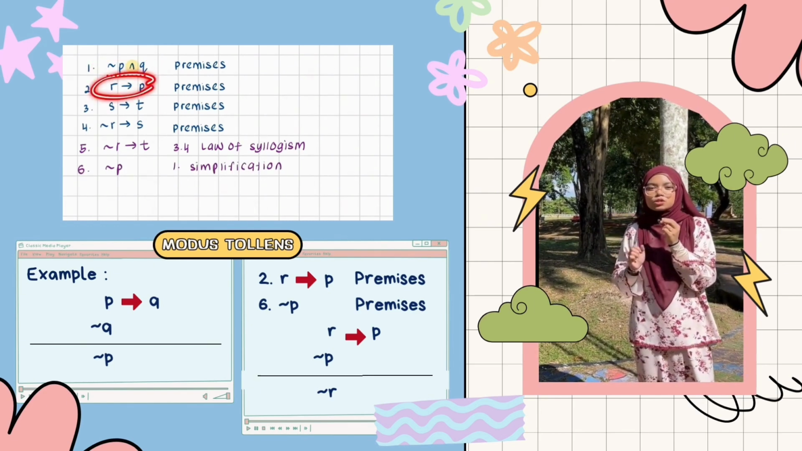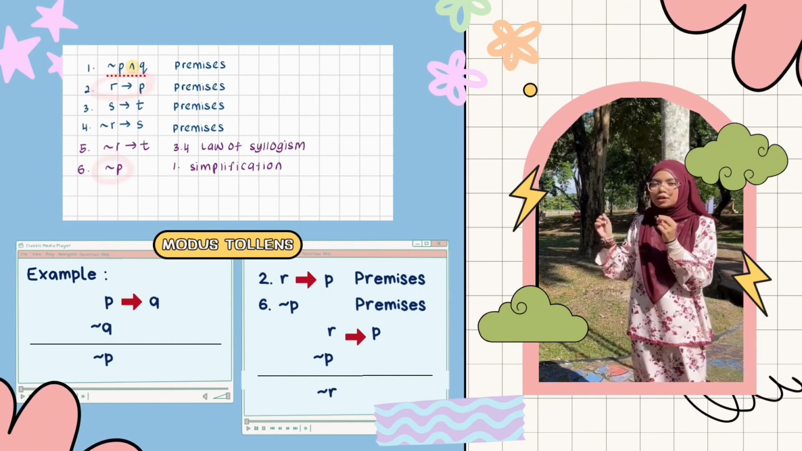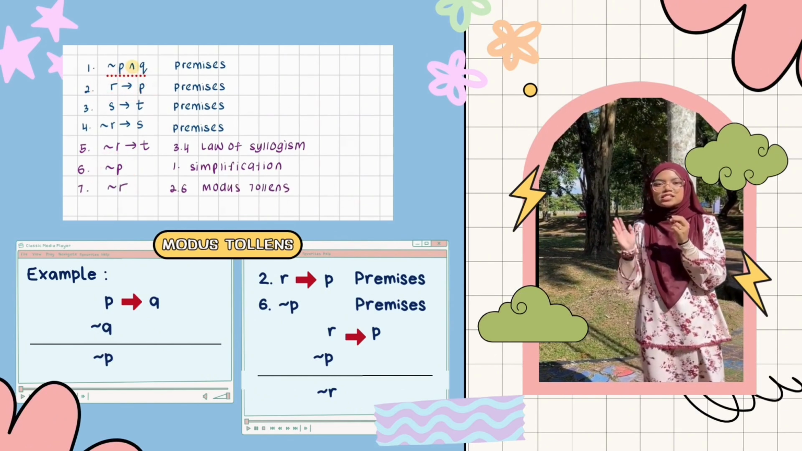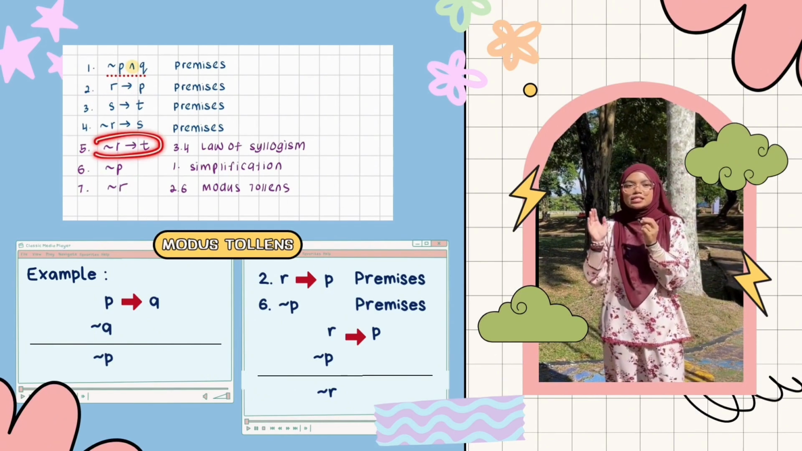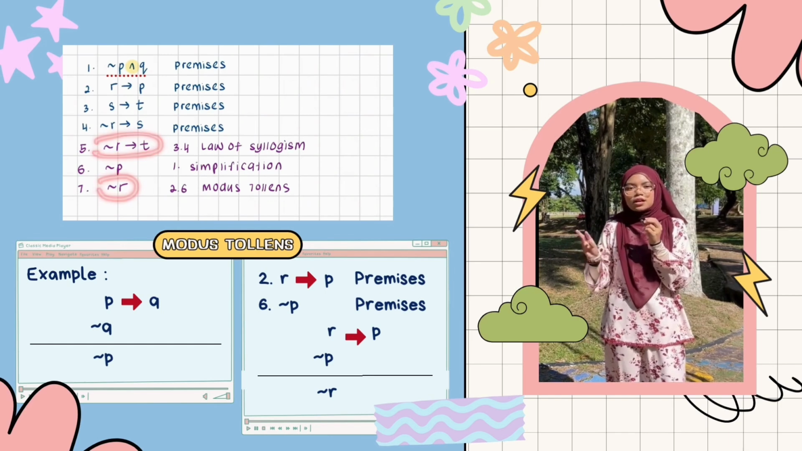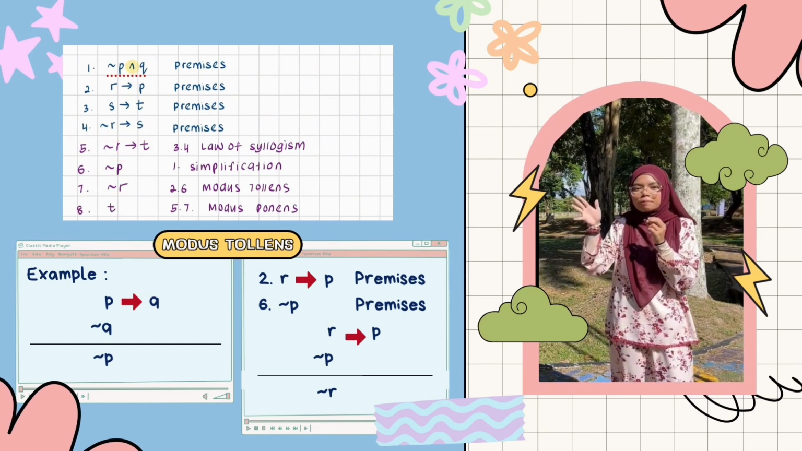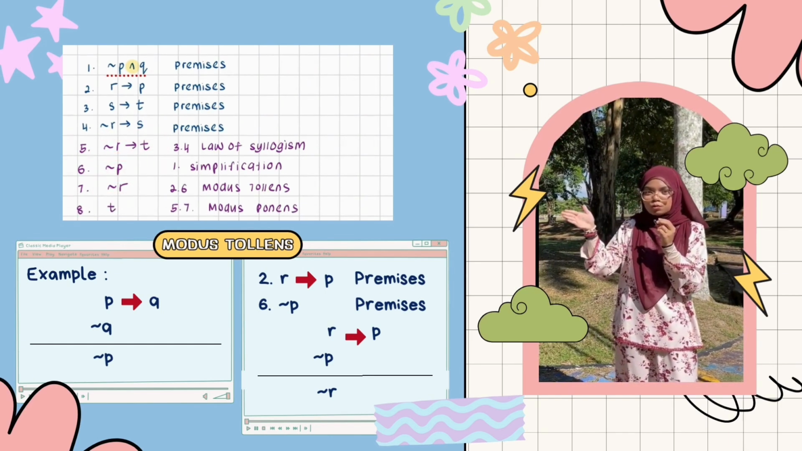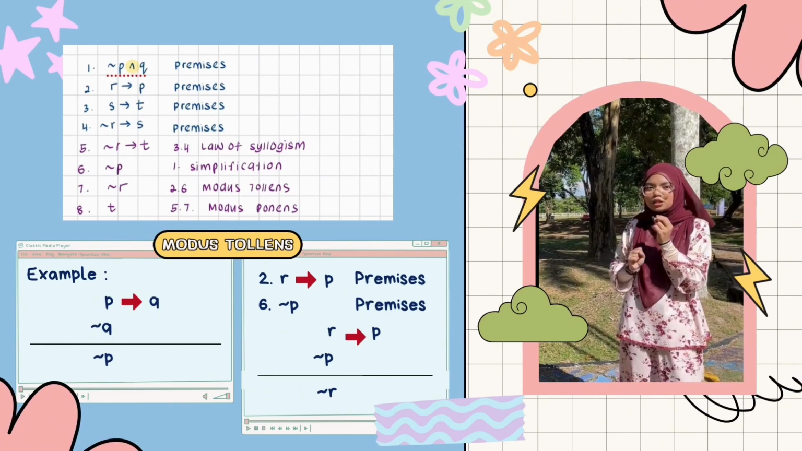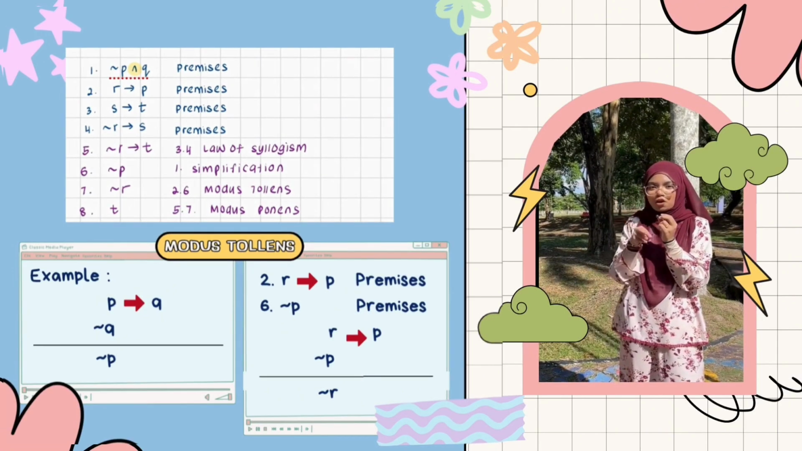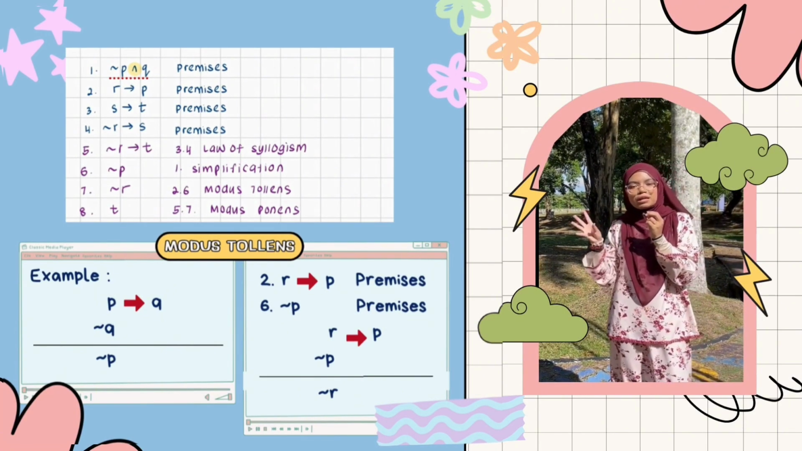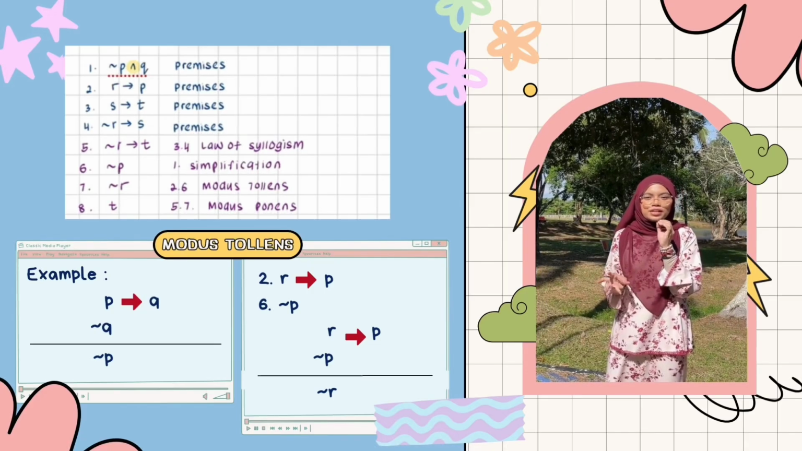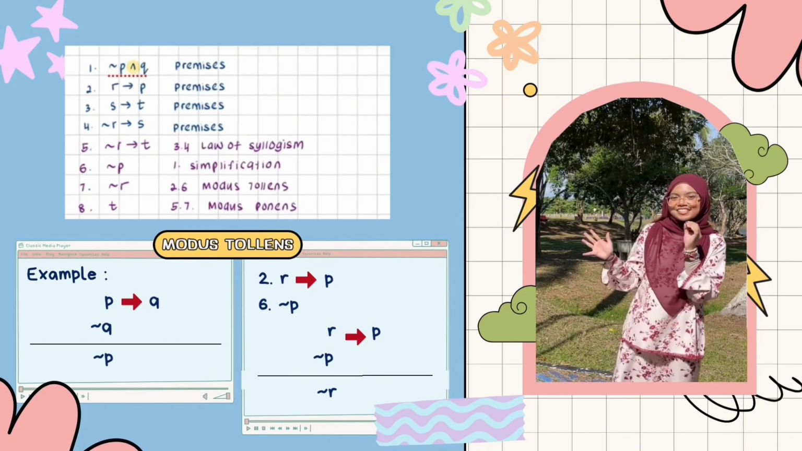Next, we use modus tollens from 2 and 6. So basically, modus tollens is the opposite of modus ponens. In simpler way to explain modus tollens, if we have the first statement P implies Q is true, and the second statement negation Q tell us that Q is false, then we can conclude that P must also be false. So this argument is valid as we got P as the answer.